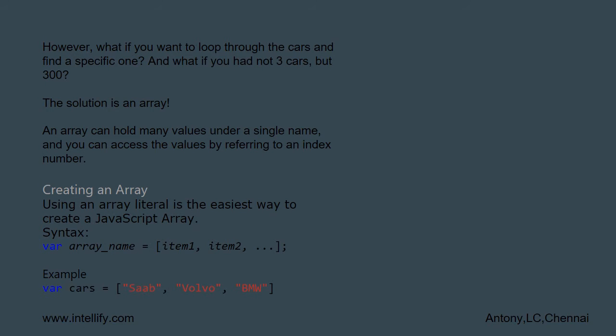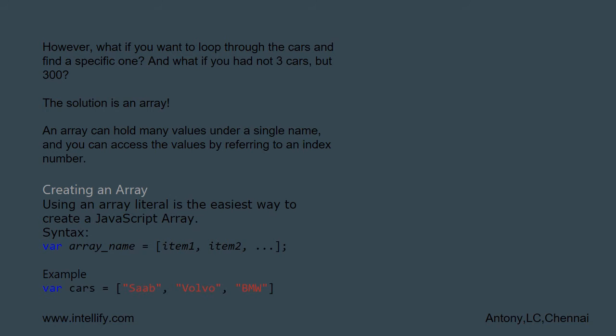However, what if you want to loop through these cars and find a specific one? And what if you had not three cars but 300? The solution is an array. An array can hold many values under a single name, and you can access the values by referring to an index number. The indexes start from 0 until n minus 1.